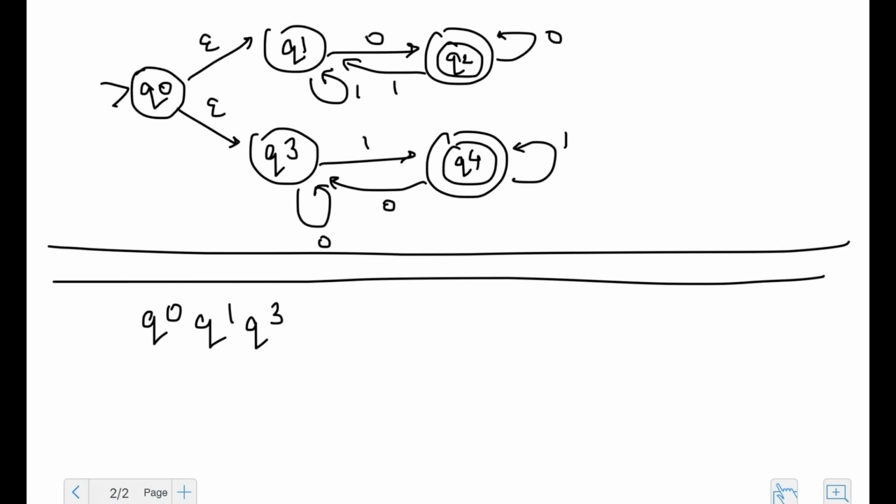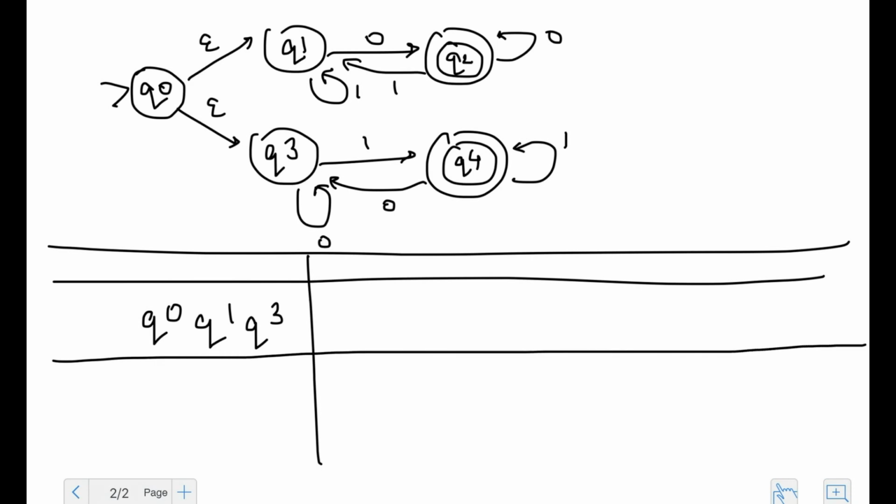So this is actually called the epsilon closure of Q0. The epsilon closure of any state is the set of states where I can go on an epsilon input, and that's always going to contain the state itself. So the epsilon closure of Q0 will contain Q0 as well. So my start state is now Q0, Q1, Q3, and where can I go from there on a 0, and where do I go from there on a 1?